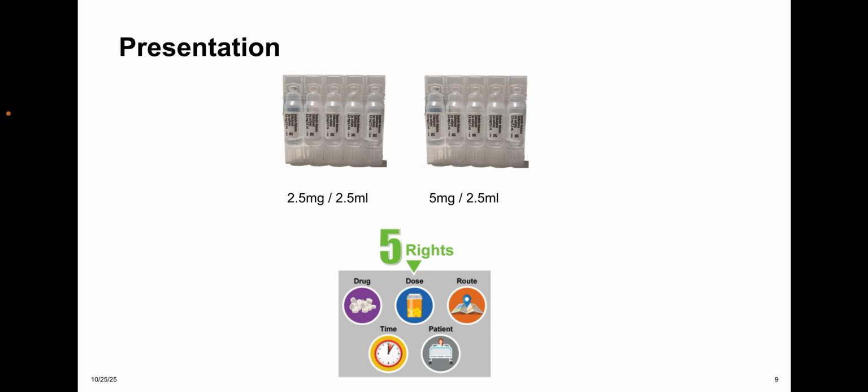Now, some trusts will stock 2.5 milligrams, other trusts will stock 5 milligrams. In my trust in Scotland, we tend to stock the 2.5s, but occasionally we will have supply shortages and have to get in the 5 milligrams. It's really important, therefore, to do the drug checks to make sure that we're giving the right nebule and not under or overdosing our patient.